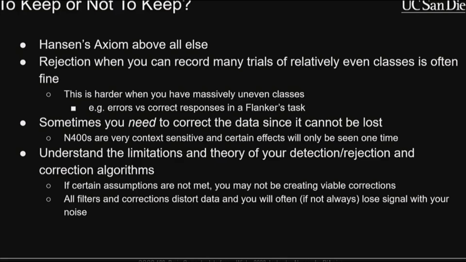Rejection tends to be a pretty safe option as opposed to correction when you can reject. So it's not always possible, but in some instances where you have relatively even classes, then you can get way more trials than you need to get a reliable component, for example, and then you can just simply reject trials.